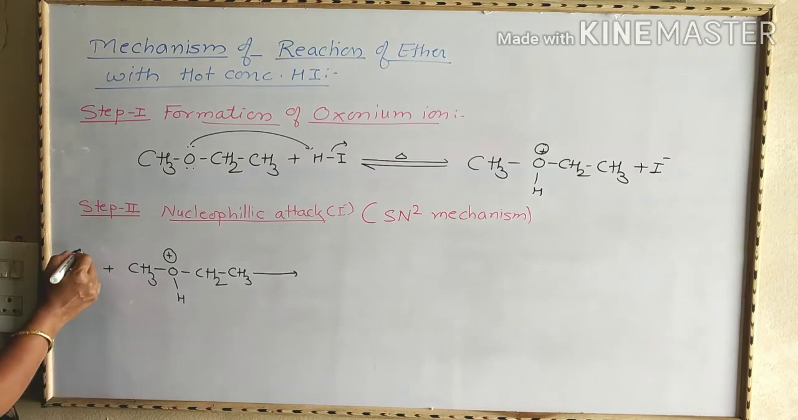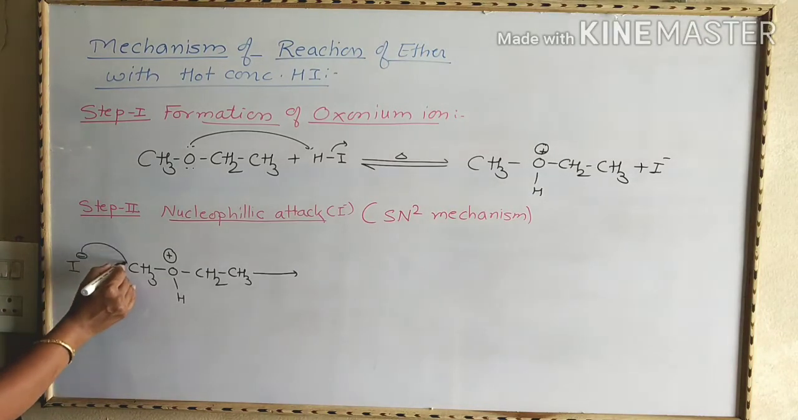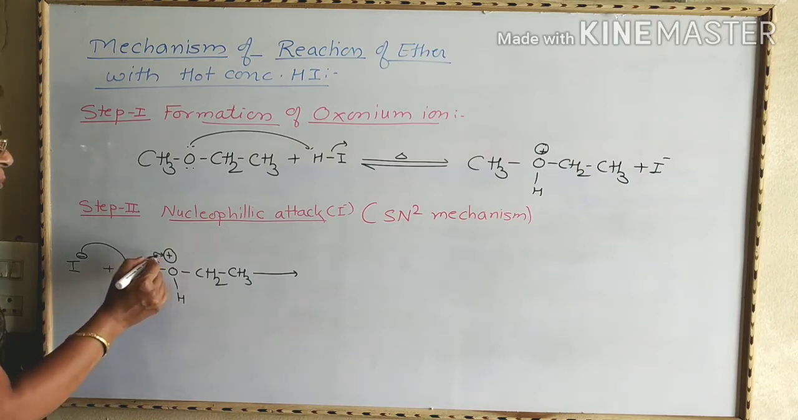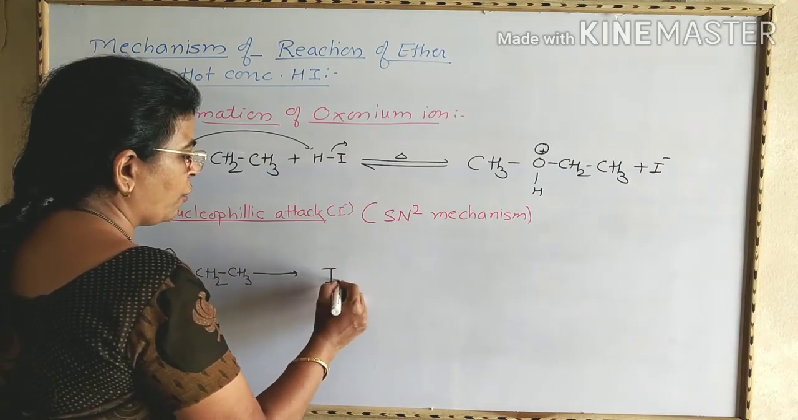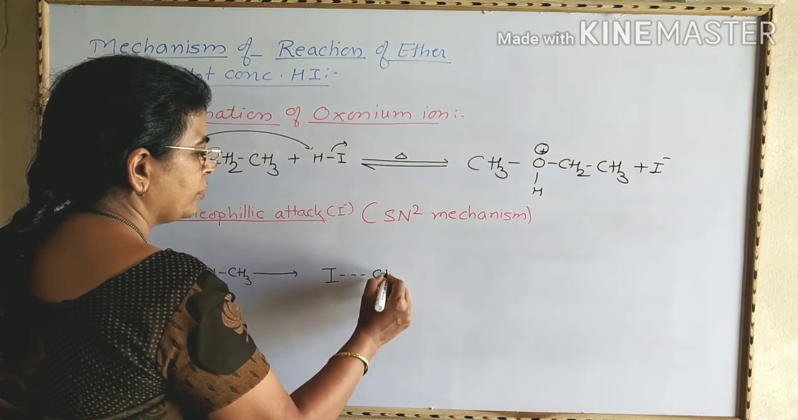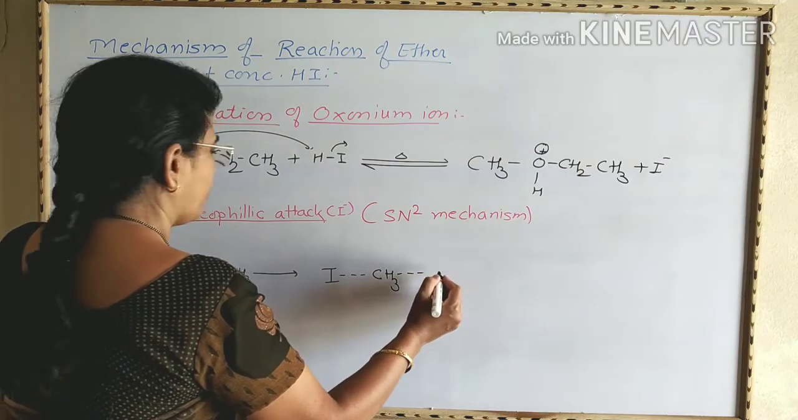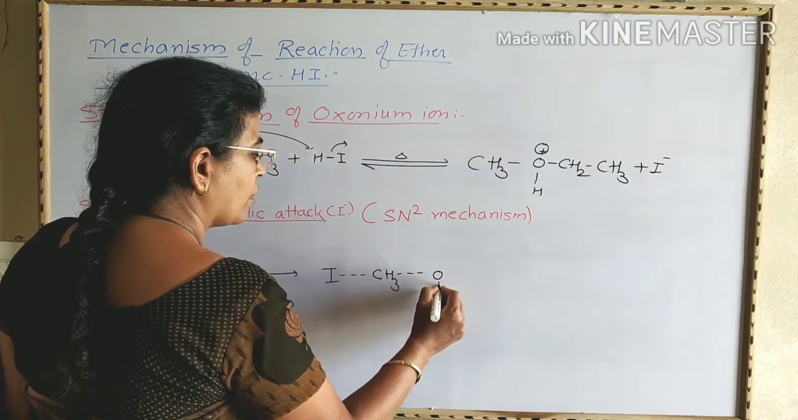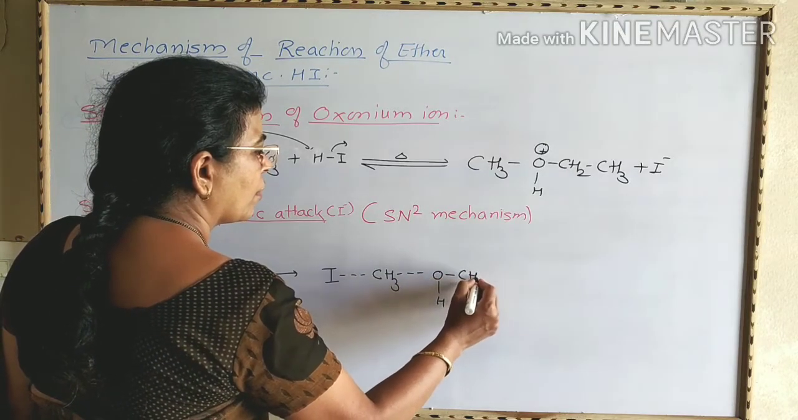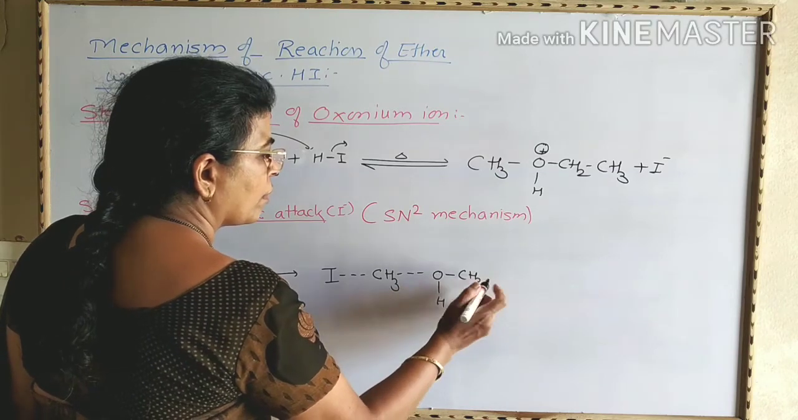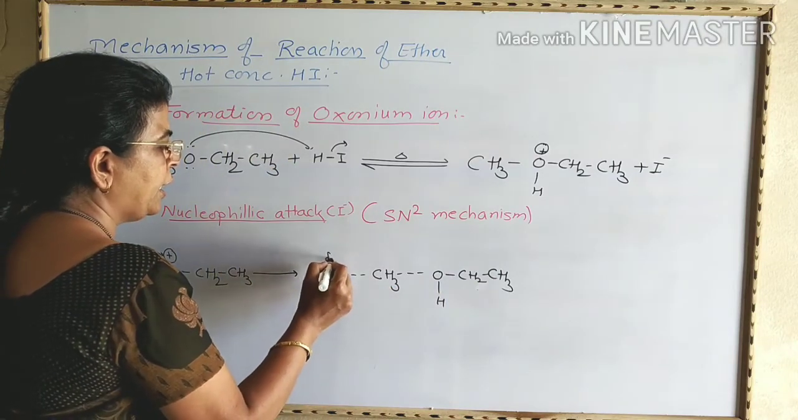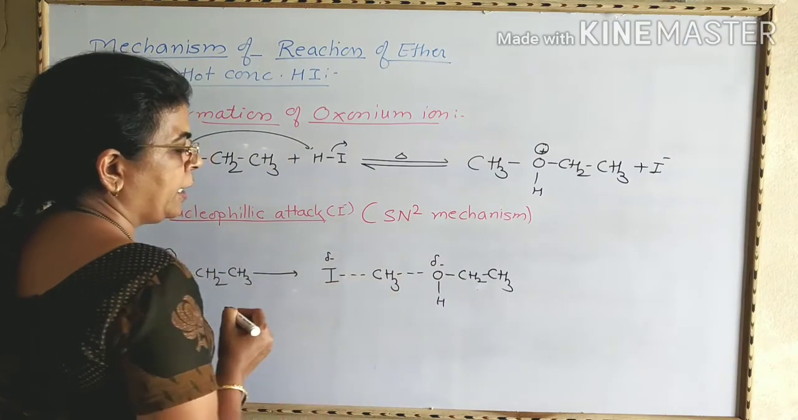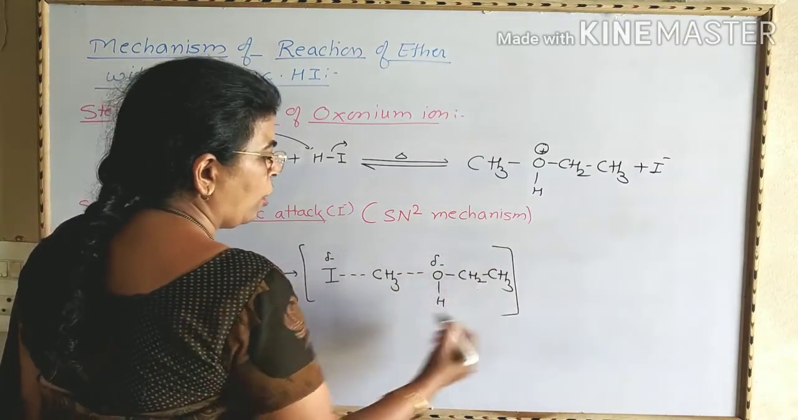That is, here simultaneous backside attack of I minus ion takes place on this less substituted alkyl group and then removal of this alcohol takes place. And here a transition state is formed. That is like this. Now here it is delta minus charge, here also there is delta minus charge. This is the intermediate or transition state.